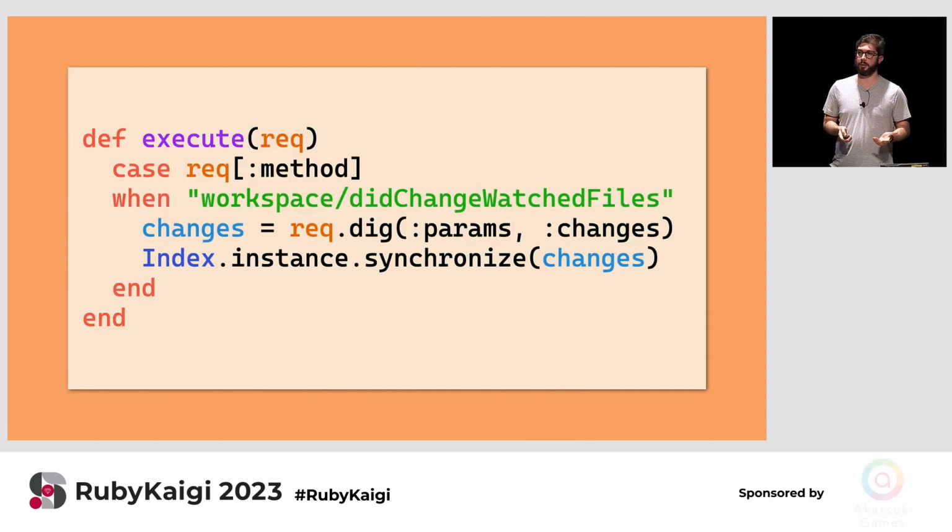One way we could handle this notification would be by using a case statement. The notification is called workspace did change watched files. And then every time we receive this notification, we tell the index to synchronize the changes. And changes here, the parameter, is an array of file modifications with the type of modification and the file URI.